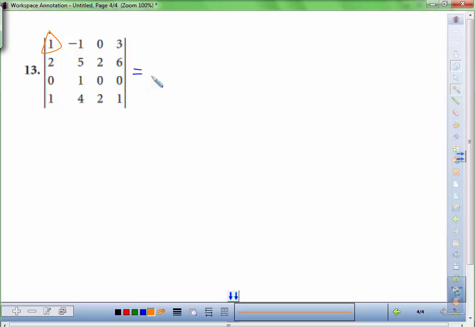So I'm going to say this is my first one. That's 1. And then I'm going to multiply after I cross out the first row and the first column, because that's the spot that it's in. I'm going to get this submatrix. So this is 5, 2, 6, 1, 0, 0, 4, 2, 1.